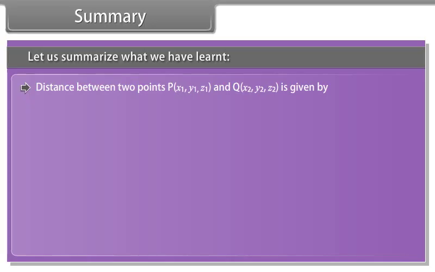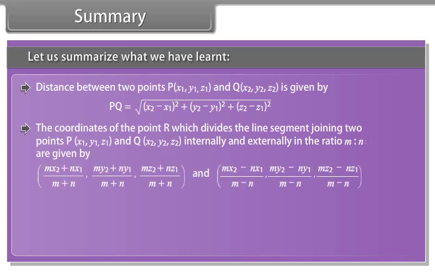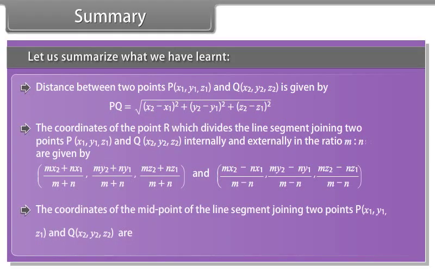Distance between two points P(x1, y1, z1) and Q(x2, y2, z2) is given by the distance formula. The coordinates of the point which divides the line segment joining two points P(x1, y1, z1) and Q(x2, y2, z2) internally and externally in the ratio m:n are given by the section formulas, and the coordinates of the midpoint of the line segment joining two points P(x1, y1, z1) and Q(x2, y2, z2) are given by the midpoint formula.